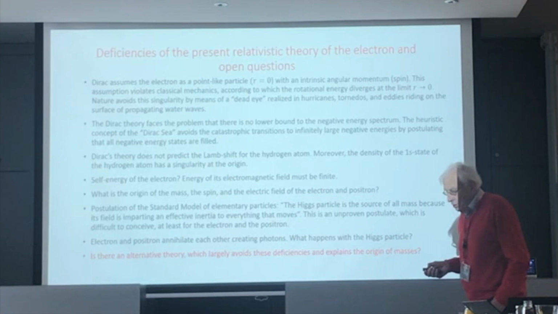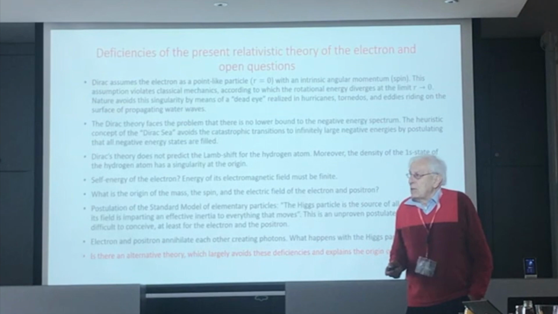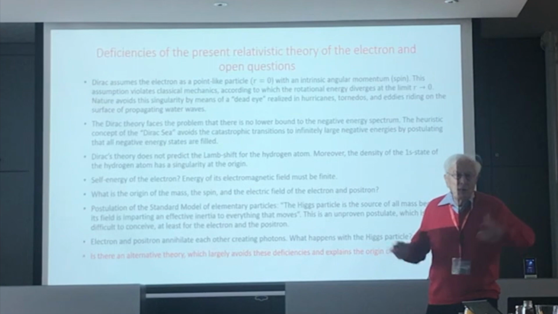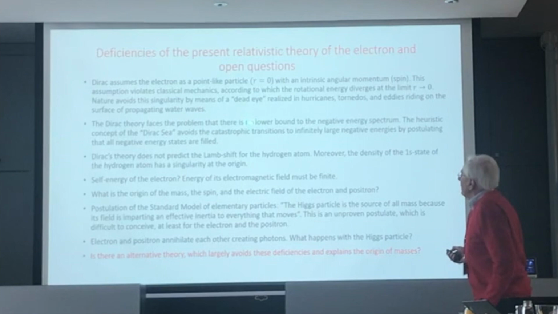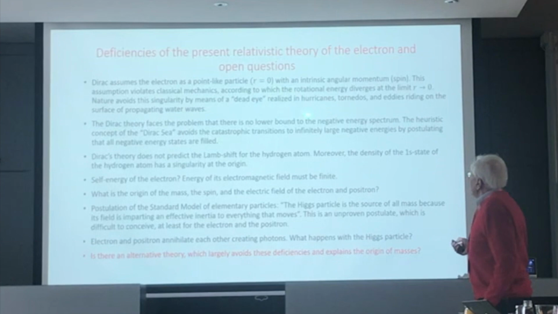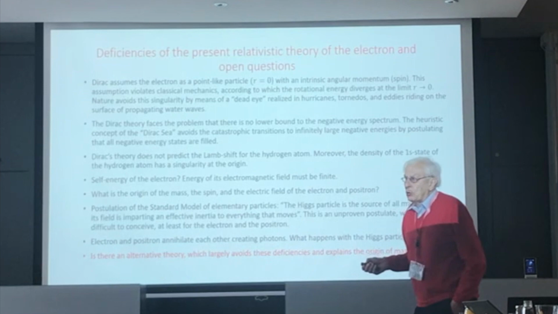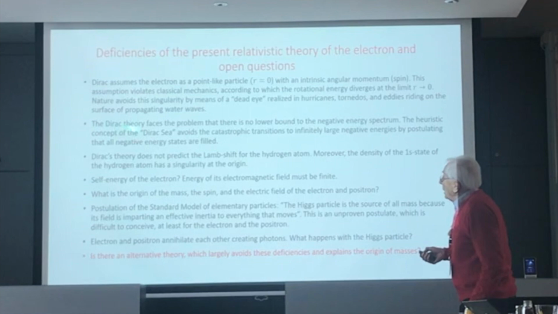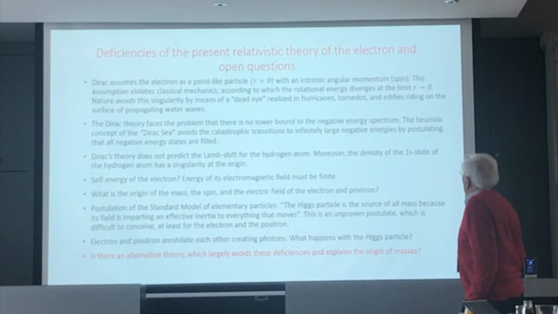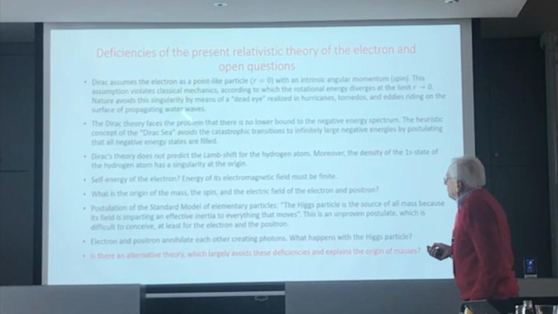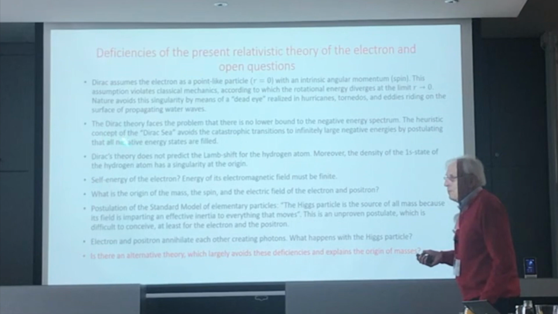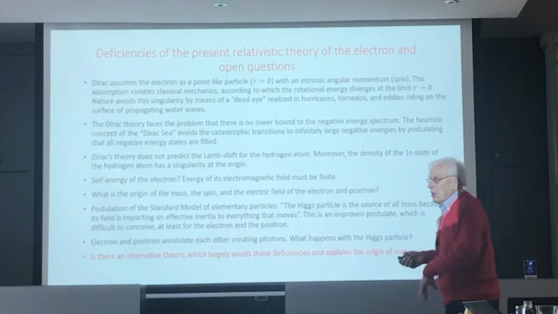I remember when I was a student and asked this question, and I was told that it's a quantum mechanical effect. But physics cannot, the basic laws cannot depend on the scale. That is a problem. Nature avoids the singularity by means of invariants, tornadoes, and eddies riding on the surface of homogeneous water waves. The Dirac theory tried to solve the problem, since there is no lower bound to the negative energy spectrum. So Dirac talked about the Dirac sea that is filled with all negative energy states. Perhaps you remember, I don't know.